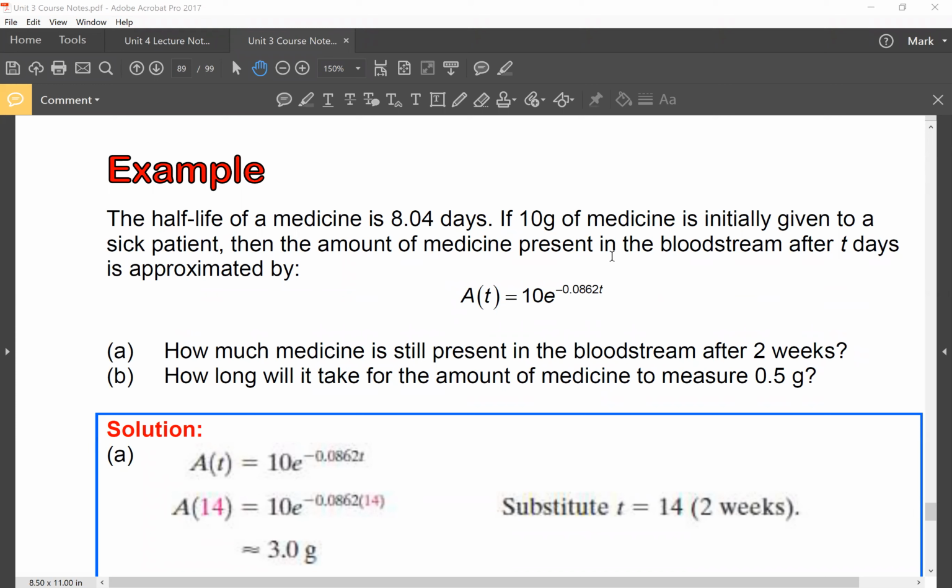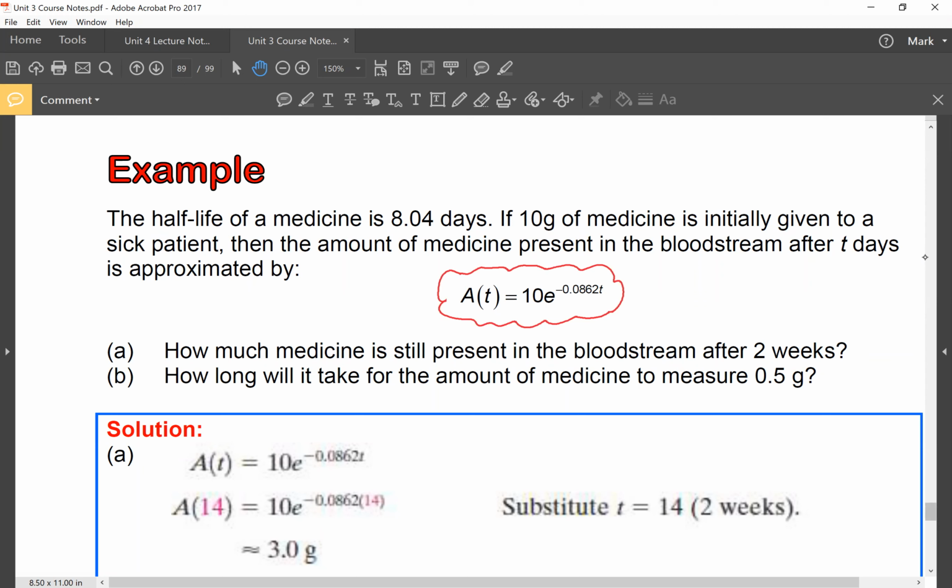If 10 grams of medicine is initially given to a patient, the amount of medicine present in the bloodstream after T days is approximated by this. So, in physics or chemistry, you might have to come up with the equation yourself. In math, the equation is given to you. All you have to do is apply mathematics to solve it.